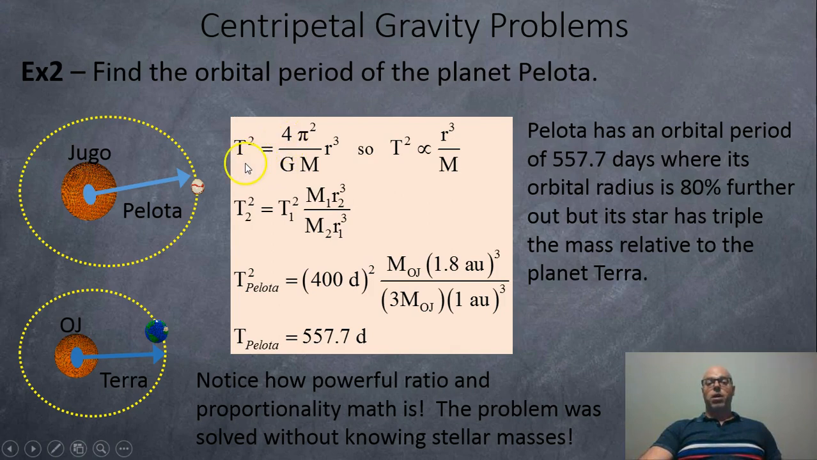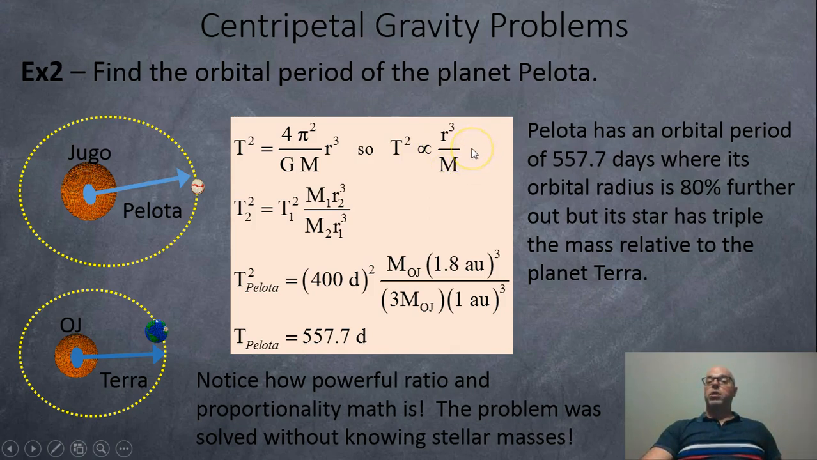So using Kepler's third law, the period squared of an orbit is equal to 4 pi squared over G, the constant of gravity for the universe, times the mass of the star, times the radius of the average orbit cubed. So since we have a bunch of constants here, we're just going to ignore them and make a ratio and proportion out of them. So here's a proportionality statement. The period squared is proportional to the radius cubed over the mass of the star.